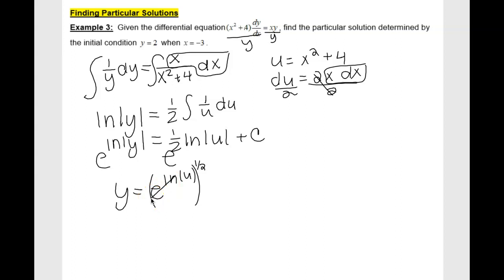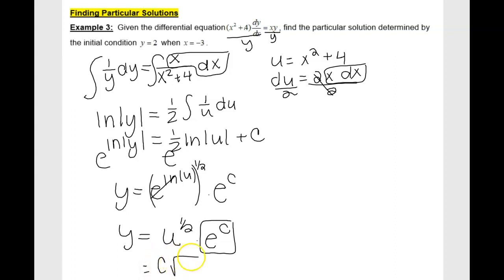And then the plus c is really like e to the c, which we know is just a constant, because anything added inside an exponent is really multiplication. So you get y equals u to the 1/2 times e to the c. Remember, c sort of absorbs everything, so we can just think of this whole thing as c. So it's like c square root of u, which is x squared plus 4.